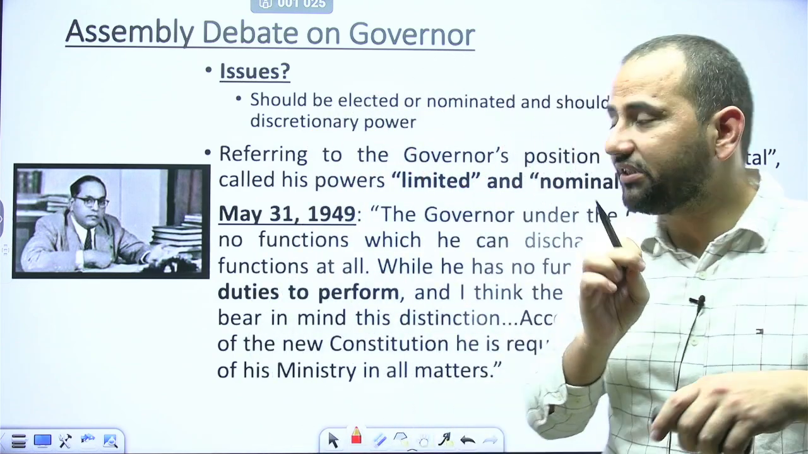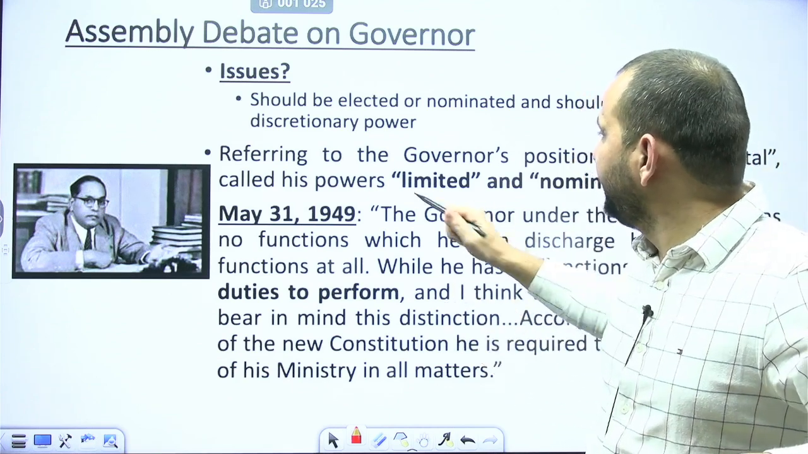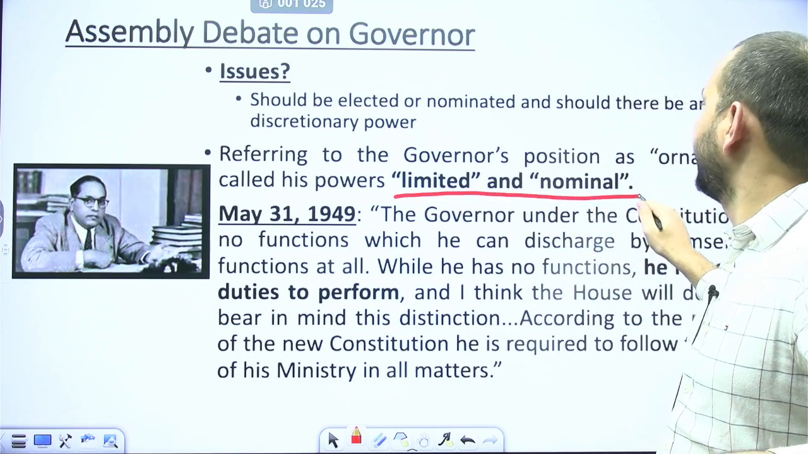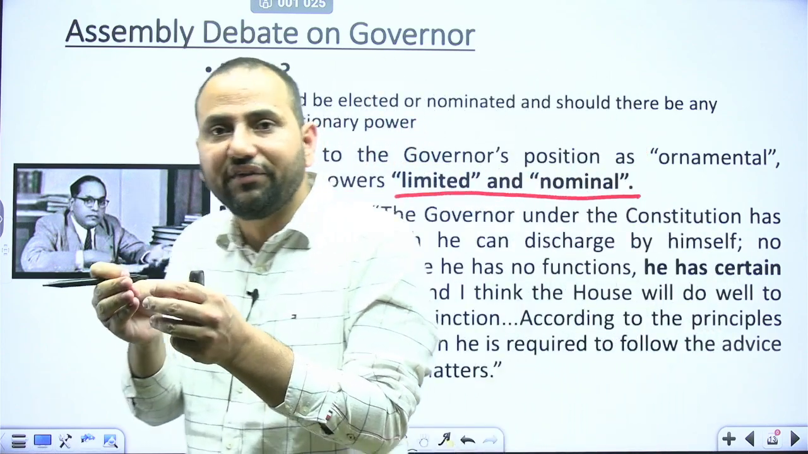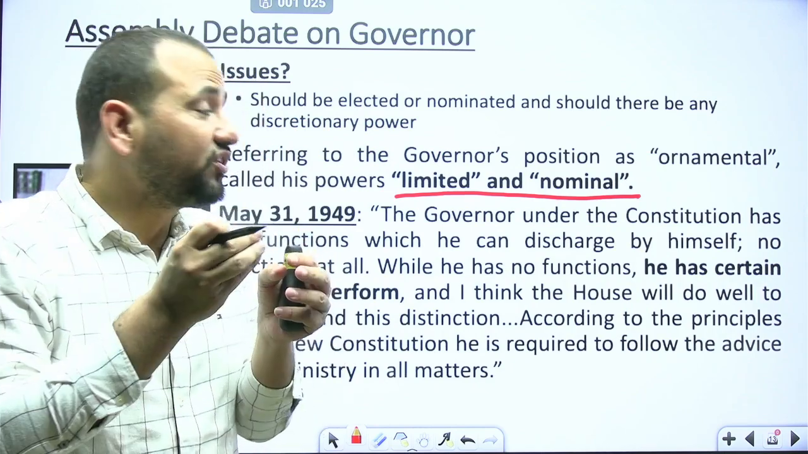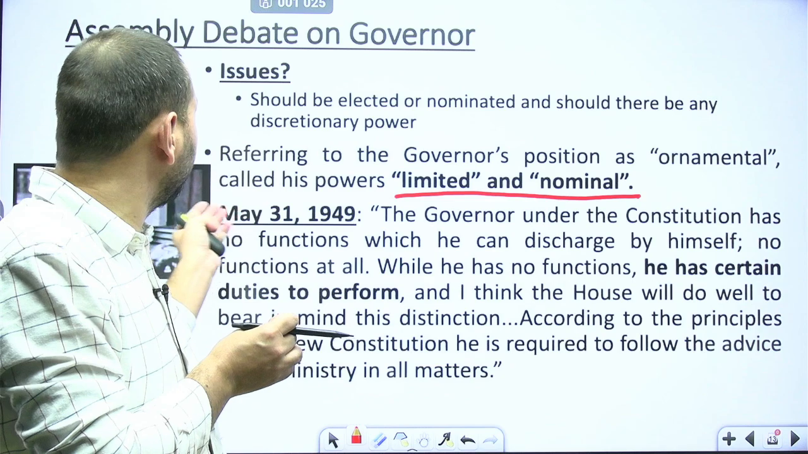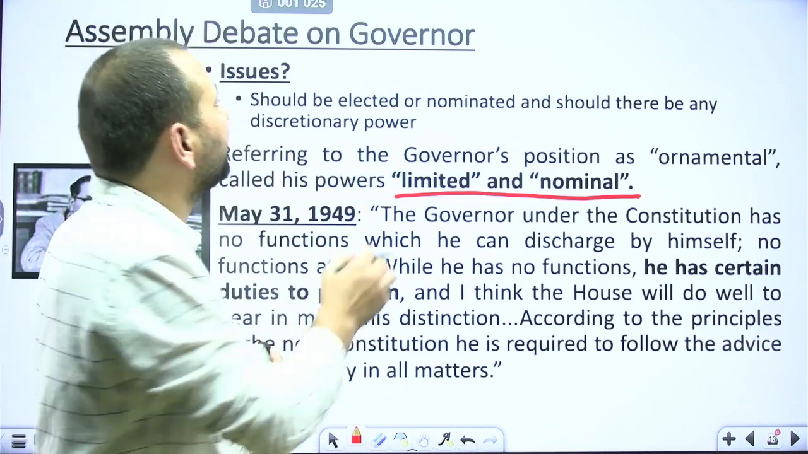He clearly specified that the office of governor comes with very limited and nominal power. If you see this, it is merely ornamental. This office of governor does not have any real power. It is only ornamental. And he also specified that there is no function of this office of governor. The office of governor does not come with any function. It comes with duties.